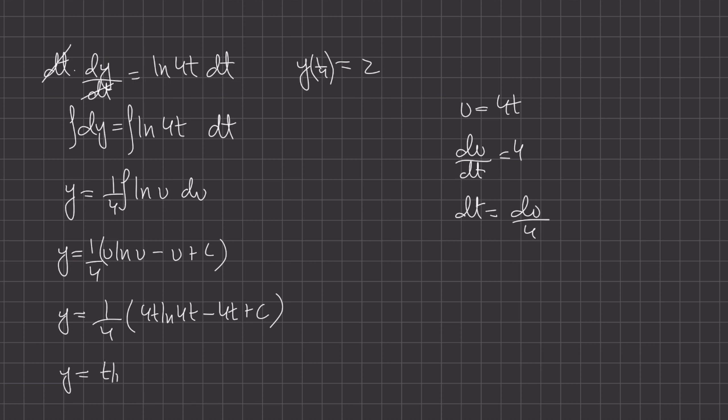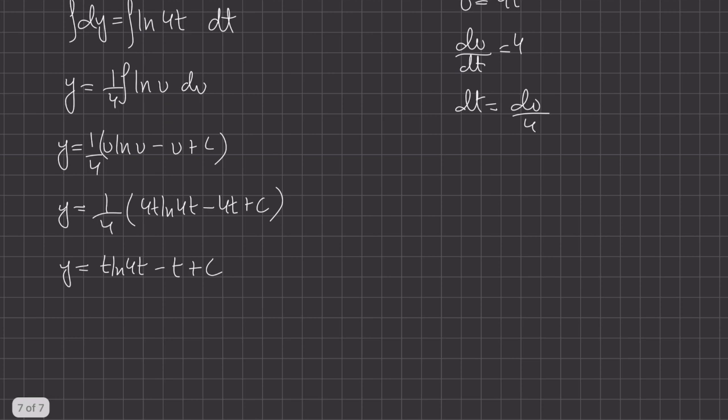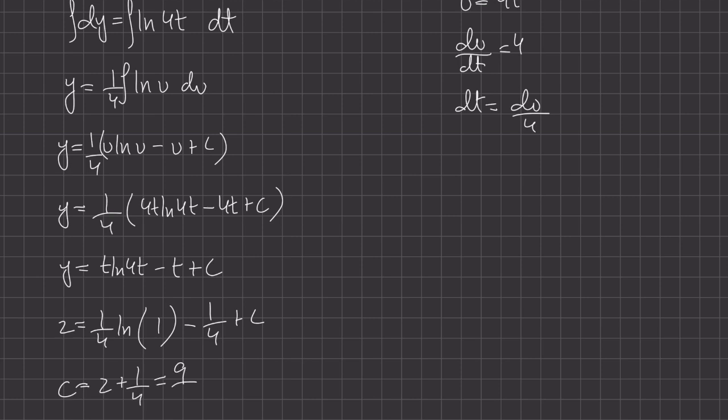Then distribute the 1/4 inside the brackets. Finally, to find c, we plug in the boundary condition, which gives 2 equals 1/4 ln of 4 times 1 over 4, which is 1, minus 1 over 4 plus c. ln 1 is just 0, so c equals 2 plus 1 over 4, or 9 over 4. Plugging this back in gives the answer, y equals t ln 4t minus t plus 9 over 4.